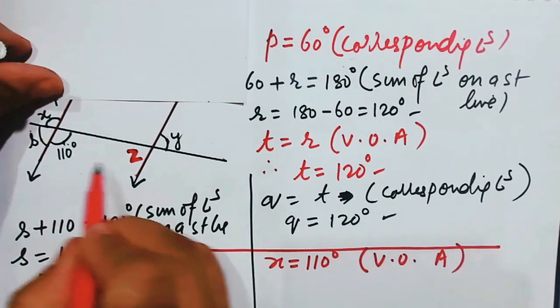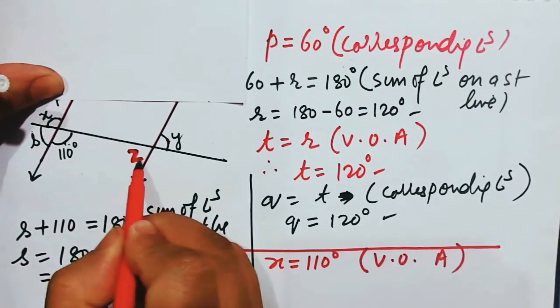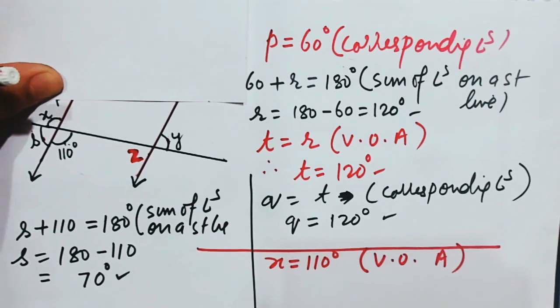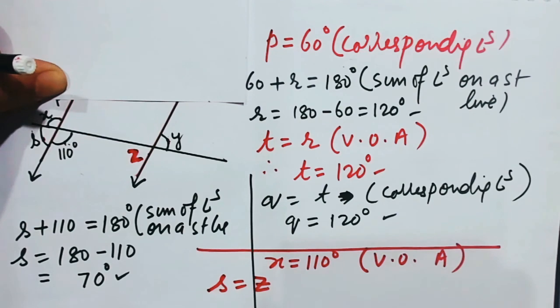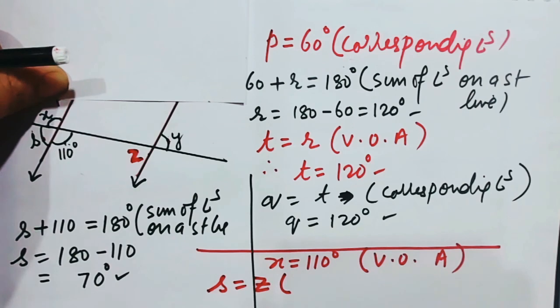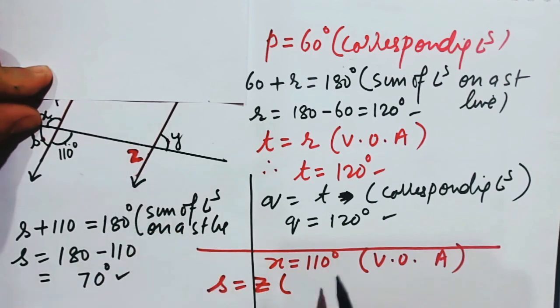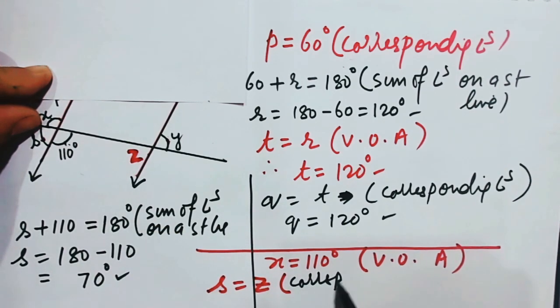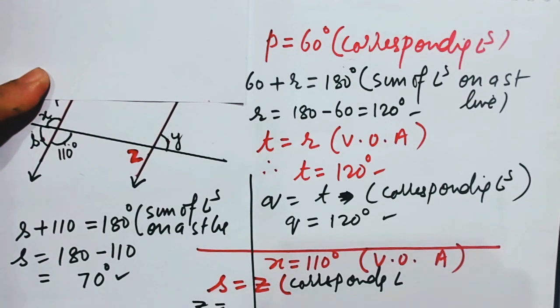Okay. Now, have a look. S will be equal to Z. What is the reason for that? Because they are corresponding angles. This means the value of Z will be equal to, I hope this is not quite visible.